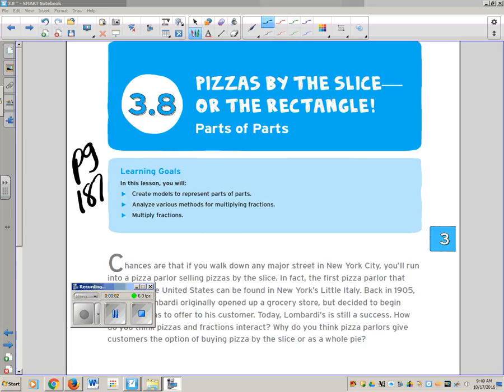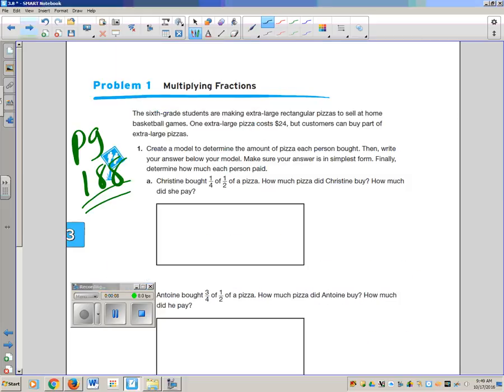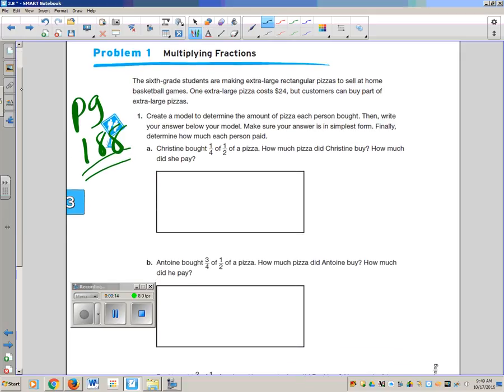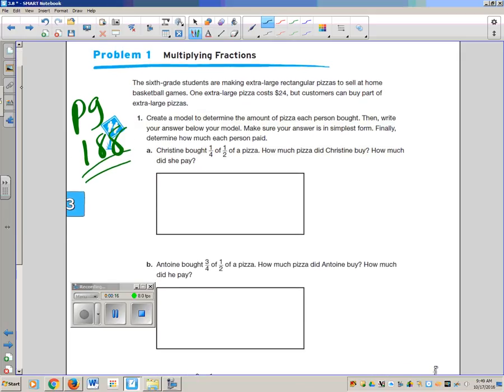Chapter 3, Section 8 begins on page 187. In this section, we're going to be multiplying fractions. So on page 188, first we're going to draw some pictures of what a multiplication problem would look like using fractions.